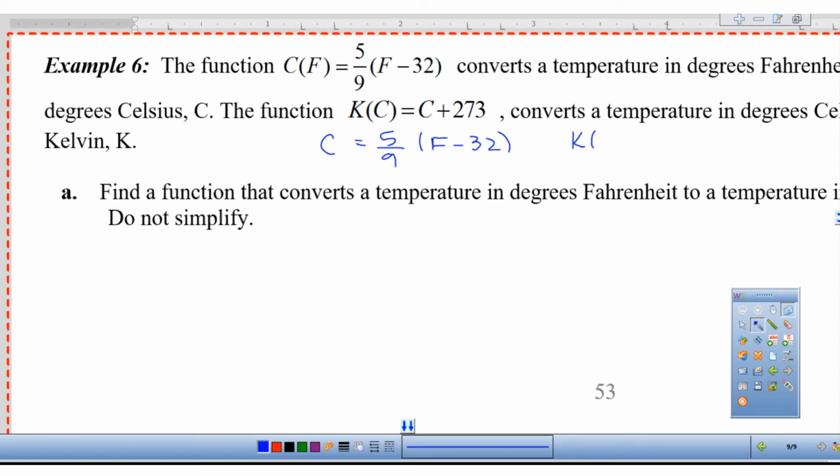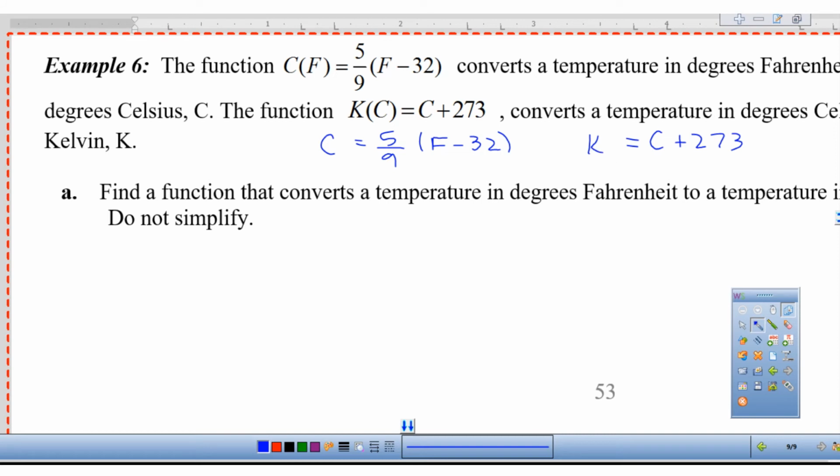The other equation is this. K of C is equal to C plus 273. This of C really is not necessary for me to understand the problem because I can see that the only letter that I have over there is a C. So technically, that's just K equals C plus 273.